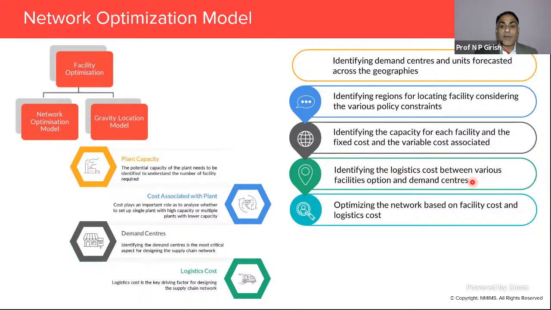Identifying the logistics cost between various facility options and the demand centers. They would have looked at whether they can set up in Taiwan, in India, or in Sri Lanka. If yes, what capacity can we do? What is the fixed cost? What is the variable cost? If it is at point A, what is the cost to the different demand centers? Those things need to be looked into. And you do an optimization on the total cost to arrive at the facility where you should set up your plant or warehouse or whatever it is. This is what the network optimization model is.